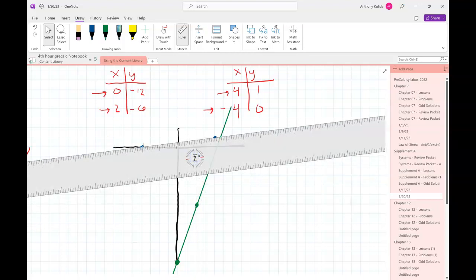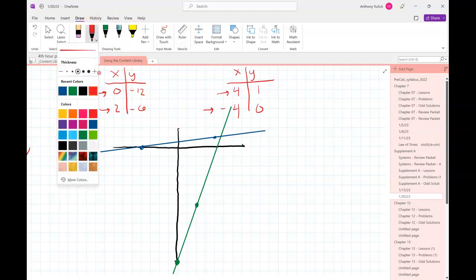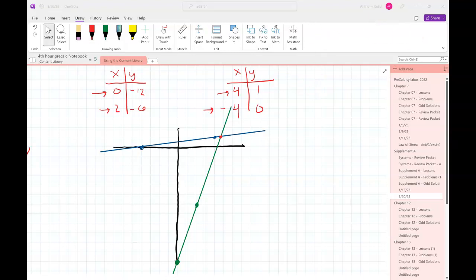Okay. It's probably pretty good. Here we go. So to me, it looks like the intersection is right there, which is, what do you guys think? Oh, I'm dumb. I don't care what the intersection is. What are we doing here?